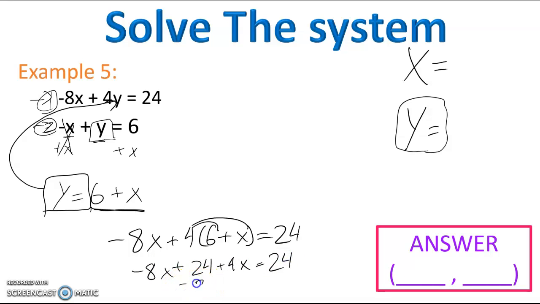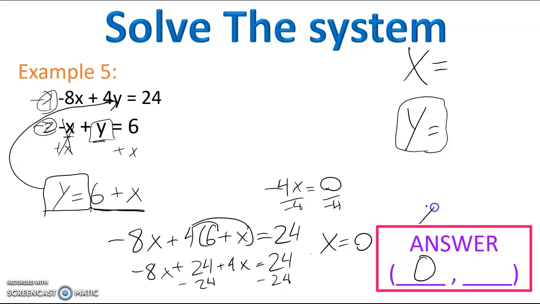We move our numbers to one side. 24 minus 24, and we add our x's together. We're going to get negative 4x is equal to 0. And then if we divide by negative 4, hey, we get that x is equal to 0. Look at that. So that's the x value of our answer there.